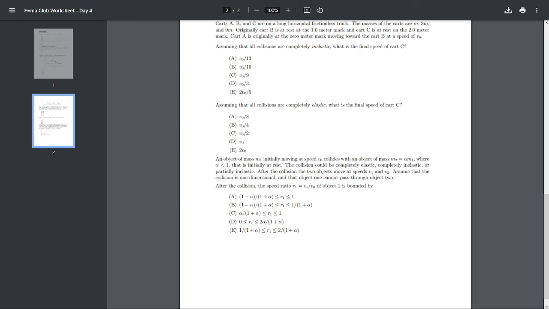So it can be completely elastic, completely inelastic, or partially inelastic. So after the collision, they move at speeds v1 and v2, where v1 is going to be the speed of your first mass and v2 is going to be the speed of your second. So assuming that it's one-dimensional, the object cannot pass through object 2. After the collision, the speed ratio v1 over v0 of object 1 is bounded by one of these 5 options, right? This is quite an interesting one, and it utilizes basically all the formulas that are provided.